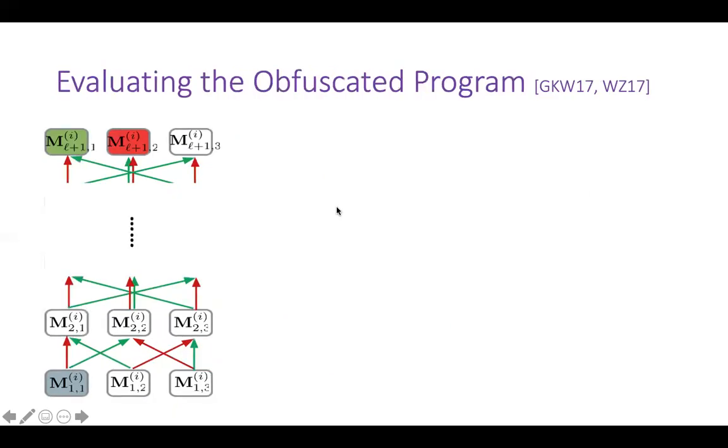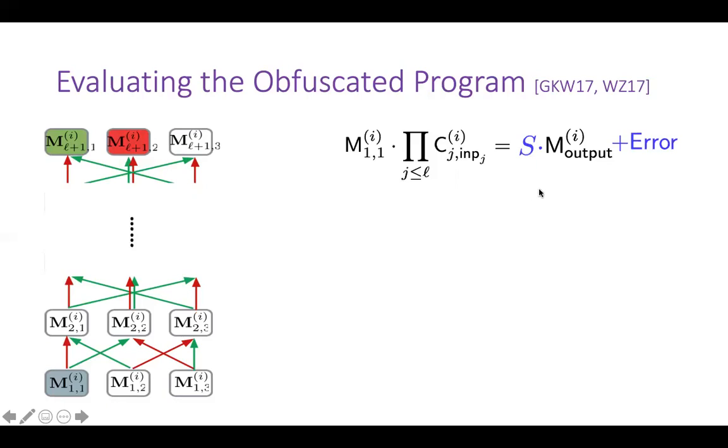Now let's see how to evaluate this obfuscated program. We initially store the matrix M11 corresponding to the start node. If the first bit of the input is 0, then multiply with C10. If the first bit of input is 1, then multiply with C11. You keep multiplying these C matrices depending upon the bits of the input, and what you get is an expression like this.